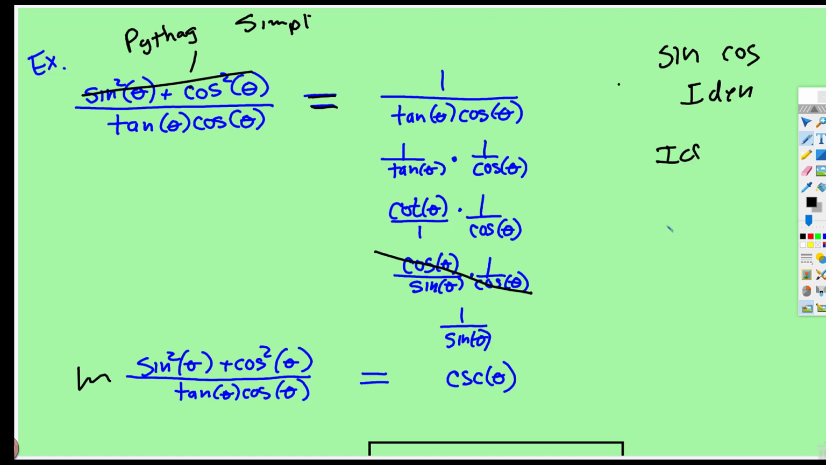And remember what the tip is. Rewriting everything in terms of sine and cosine eventually helps. And there's our most simplified version. All right, that's it for this one.